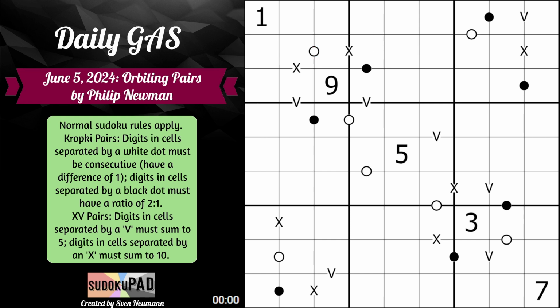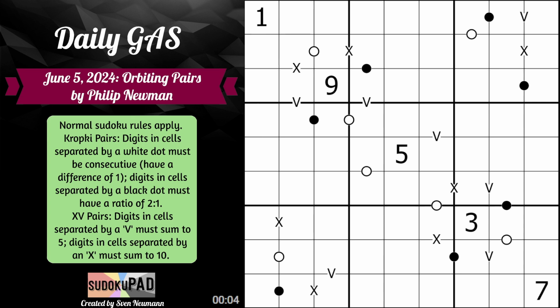And there is no negative constraint on this puzzle, which means anywhere where there isn't a clue, there's no restriction in any way on what it could or couldn't be. This could be a consecutive pair, this could be a 1 to 2 pair, this could be an X pair, this could be a V pair, who knows? But there's no restrictions on that. Anyways, hopefully that all made sense. Those are the rules. Let's jump right into it.